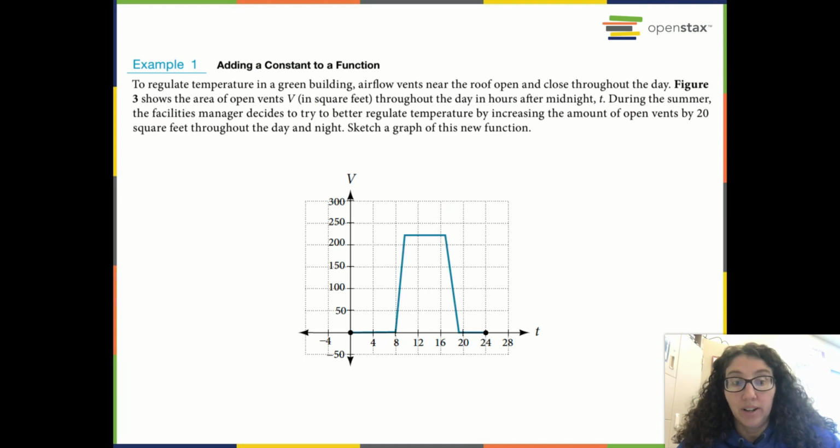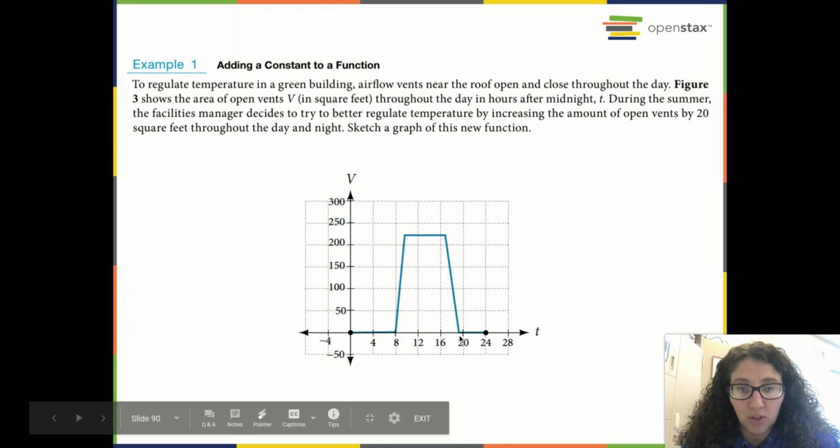So here's a word problem and application. To regulate temperature in a green building, airflow vents near the roof open and close throughout the day, and this figure shows the area of open vents. It looks like right at 8 o'clock, the vents start opening. They stay open until about 6 p.m., and then they start closing.